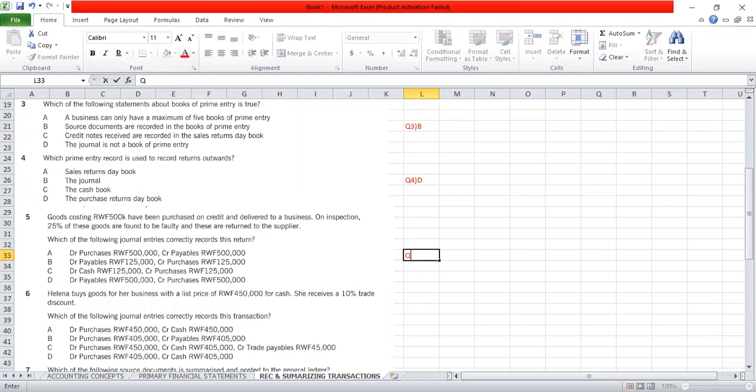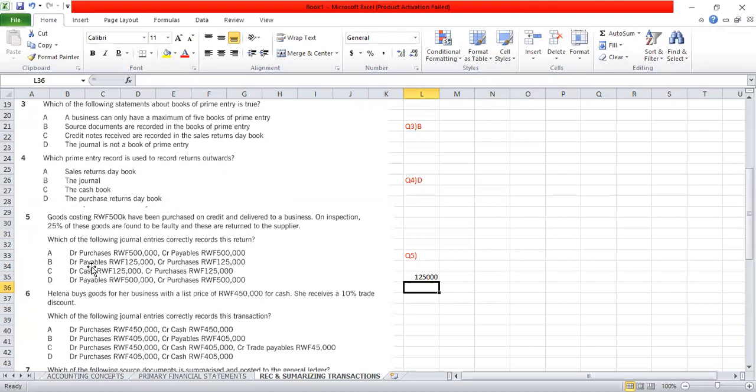Question number 5. Goods costing 5K have been purchased on credit and delivered to the business. On inspection, 25% of these goods are found to be faulty, and these are returned to the supplier. Which of the following journal entries correctly records this return? First of all, we have to calculate 25% of 5K, which is 125. We have to reduce the purchase we made.